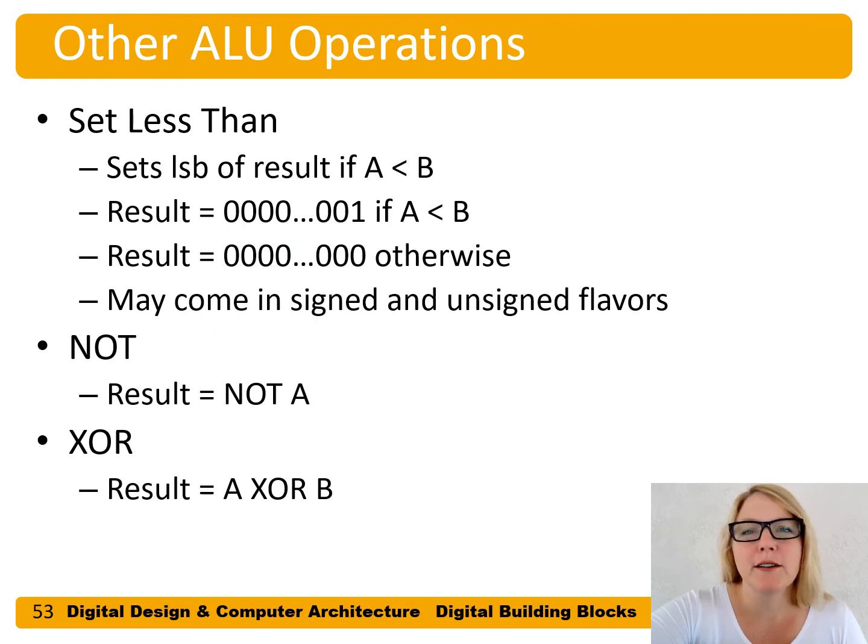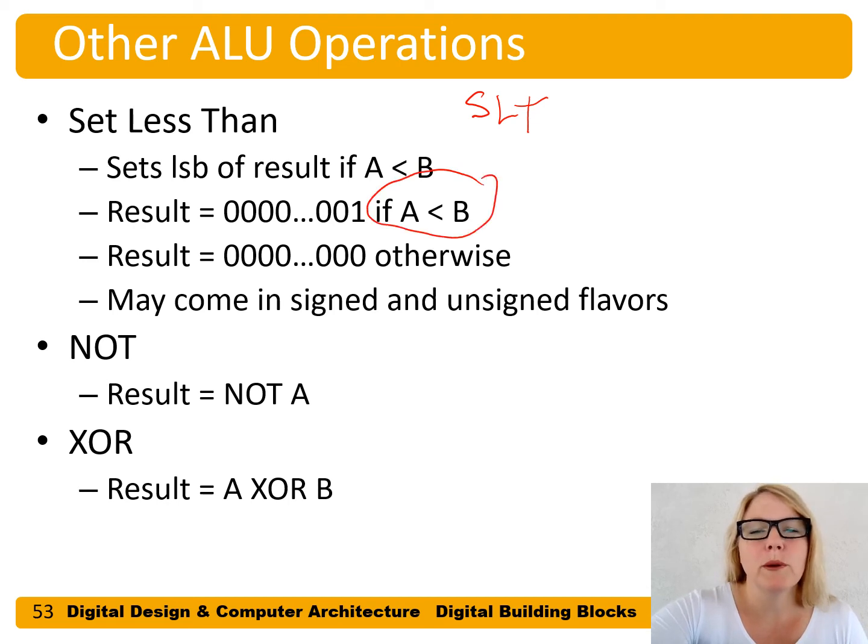We can also expand our ALU to perform other operations such as set if less than, or SLT. This operation sets the least significant bit of the result if A is less than B, and otherwise it's 0. So if A is less than B, the result will be all zeros and a 1. Otherwise, the result will be 0. We could also expand it to perform the NOT function and the XOR function.